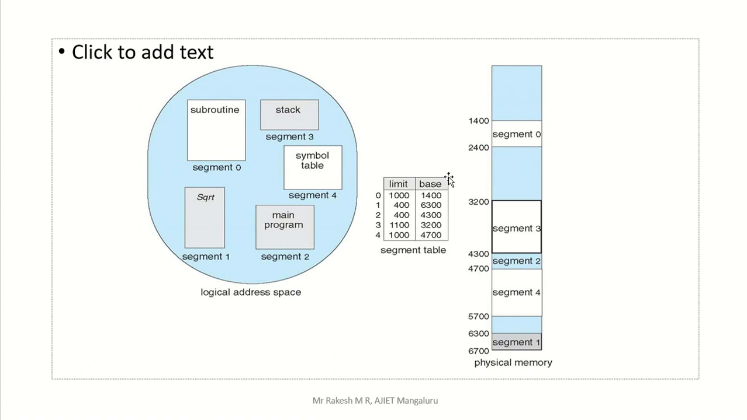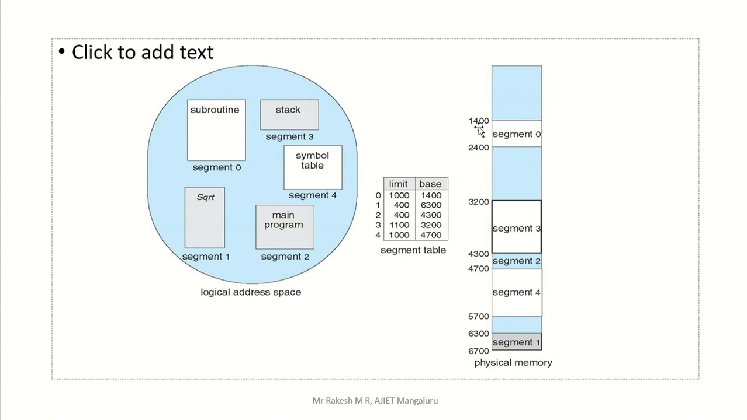We are going to see the frame number by using the segment table. The segment table contains base and limit. You know the base and limit concept from the start of this module. Base means starting address. 1400 is the starting address, that is the base. And what is the total length of this? That is your limit. The total length of this frame is your limit. So 1000 is your limit.